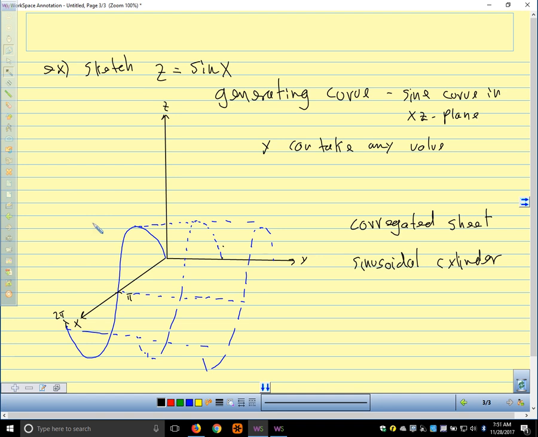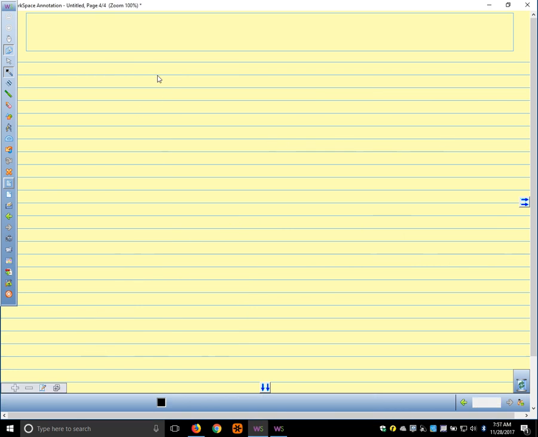All right, so that's our third kind of surface. We have a plane, we have spheres, cylindrical surfaces. Our fourth kind of surface is quadratic, or quadric.